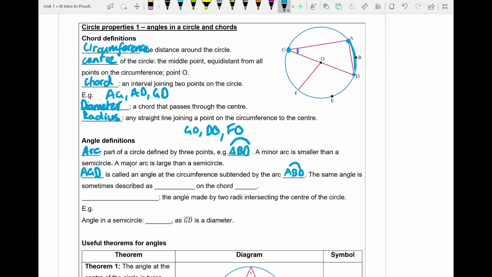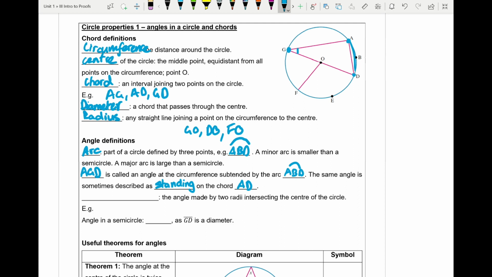It's sometimes also described as standing on the chord AD. So if instead of looking at the arc ABD, we just looked at this chord here, AD, we can say that this angle is standing on that chord.